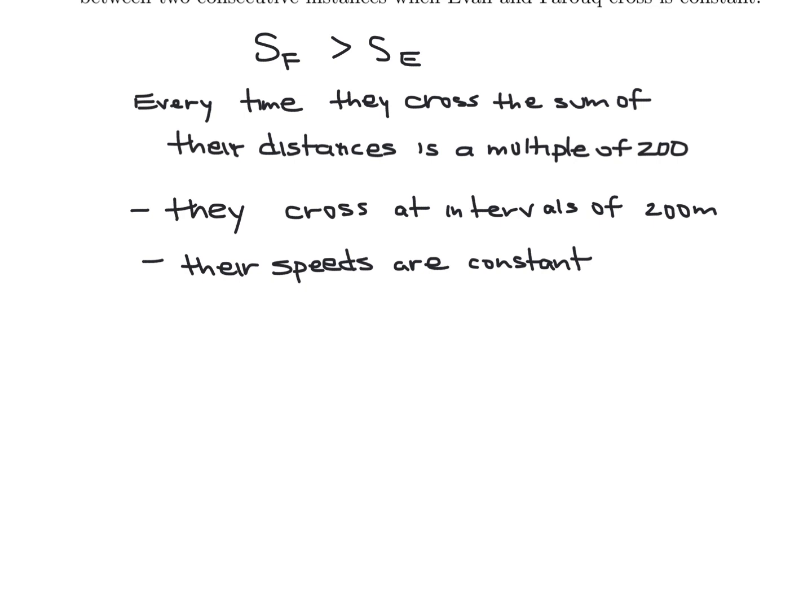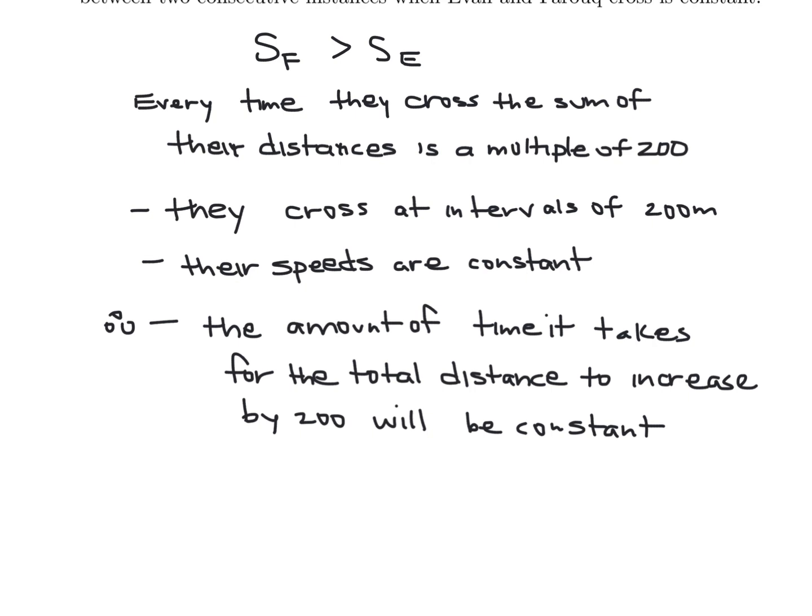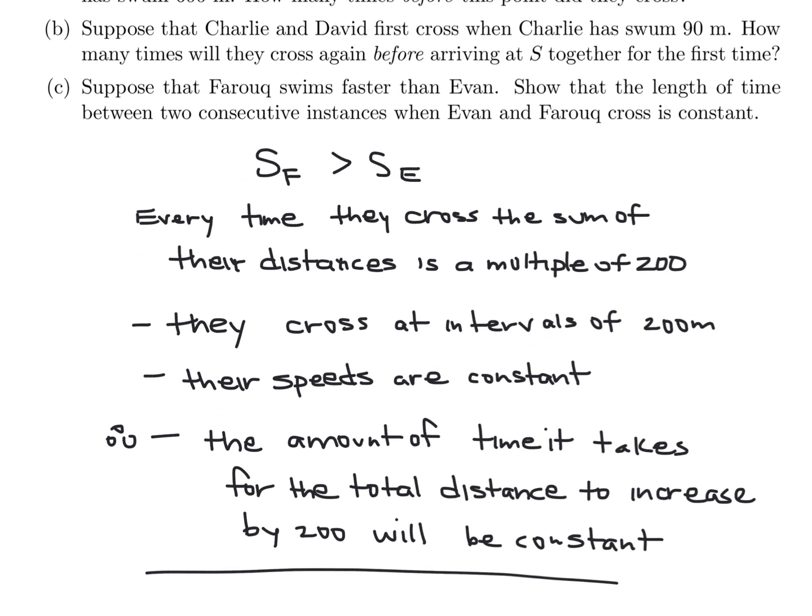So they cross at intervals of 200 and their speeds are constant. If that is the case, then the amount of time it takes for the total distance to increase by 200 will also be constant. And I believe that would be a sufficient explanation to show that the length of time between two consecutive instances when Evan and Farouk cross is constant.